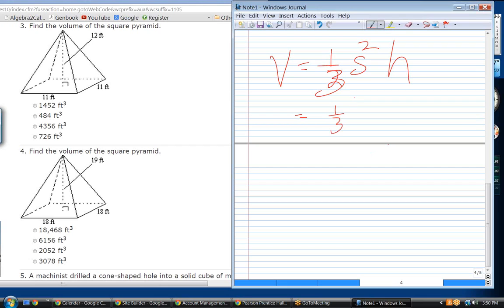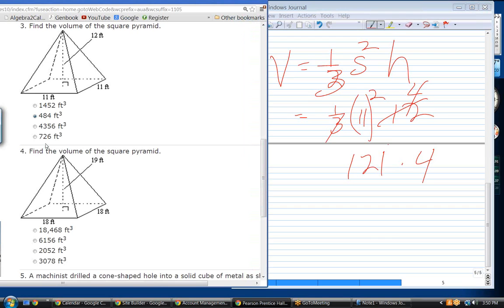So the side length squared, that'd be 11 squared, right? Right. What's the height? The height looks like it's 12. So 121 times 4, 484. Yep, that's what I got.